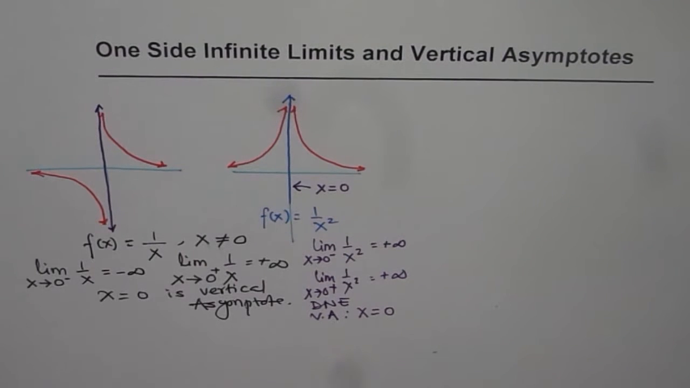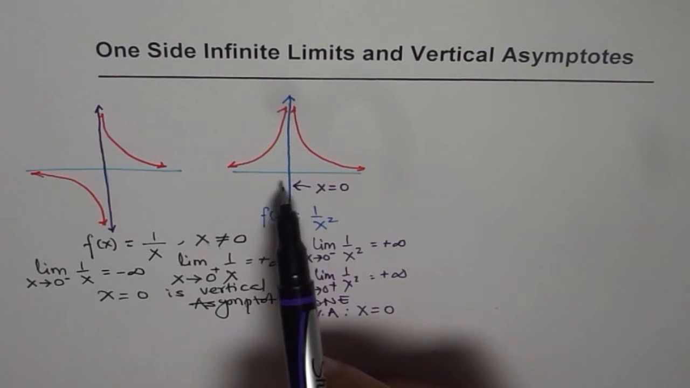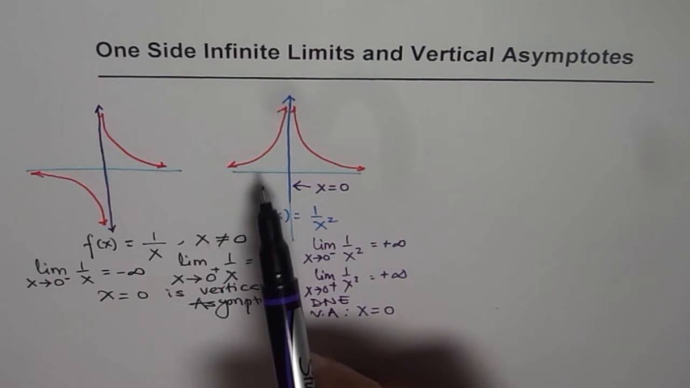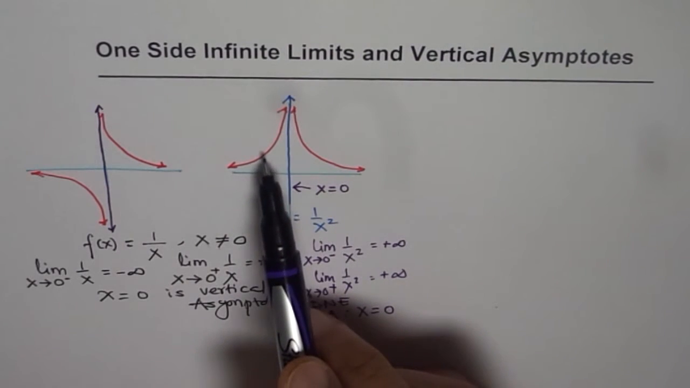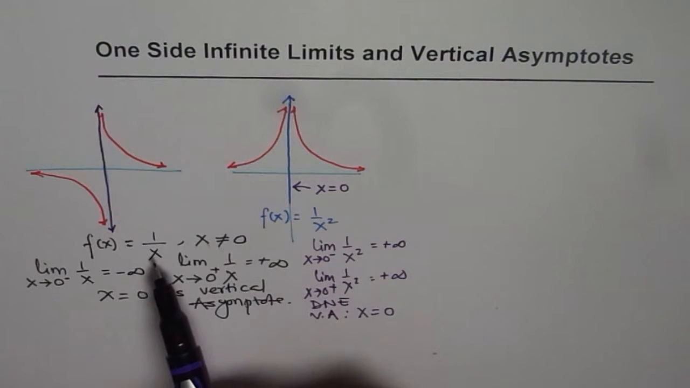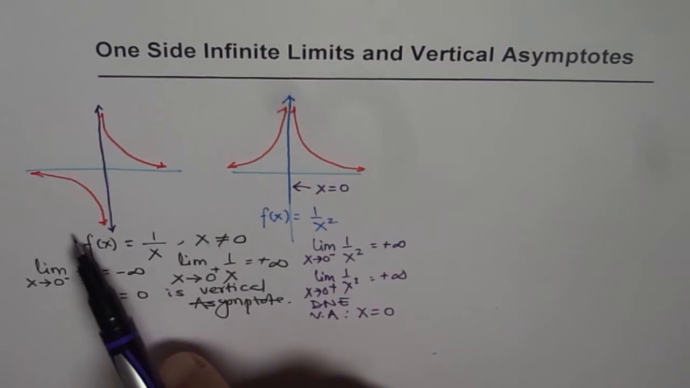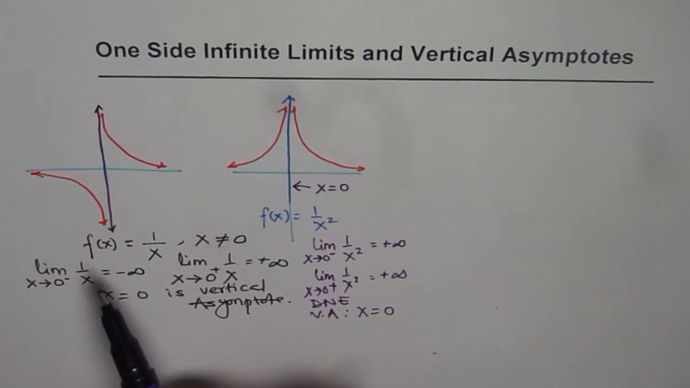So here what we see is, as we approach the point x equals 0 from the left side or from the right side, the function approaches infinity. In this case, it approaches positive infinity, and in the 1 over x case, it approached negative infinity while we were approaching from the left side, and positive infinity from the right side. Got it?